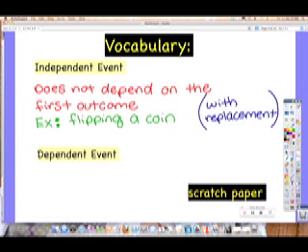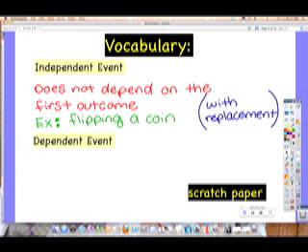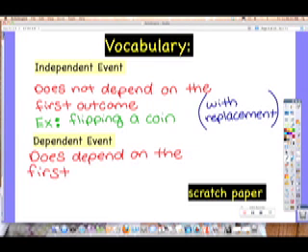Okay, so dependent, let me move this up a little bit. Dependent depends on the first outcome. So we can do the exact same definition, only opposite. So this one does depend on the first outcome. You know, I really liked how you girls underlined on the warm-up, so I'm going to underline this. Independent does not depend, and dependent does depend.